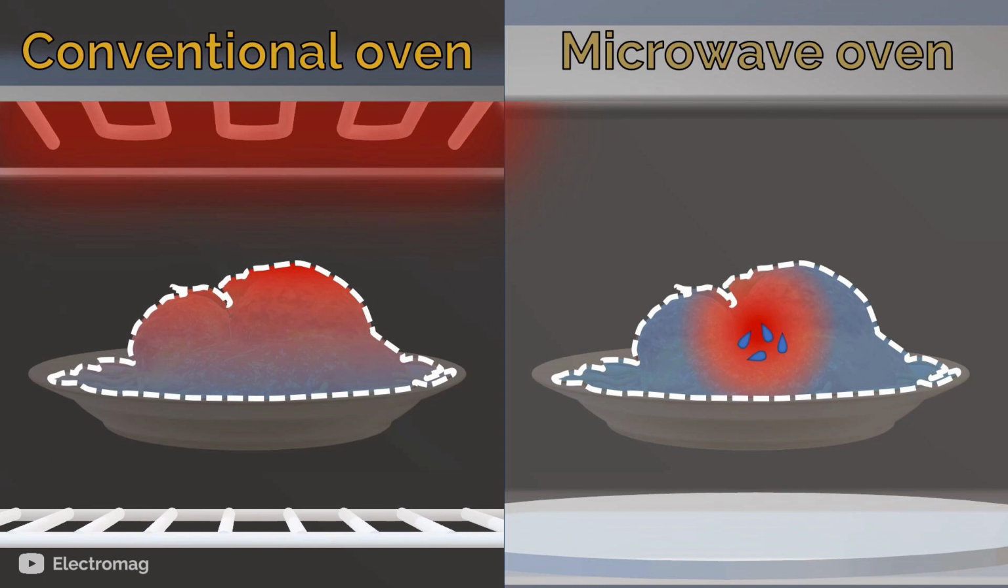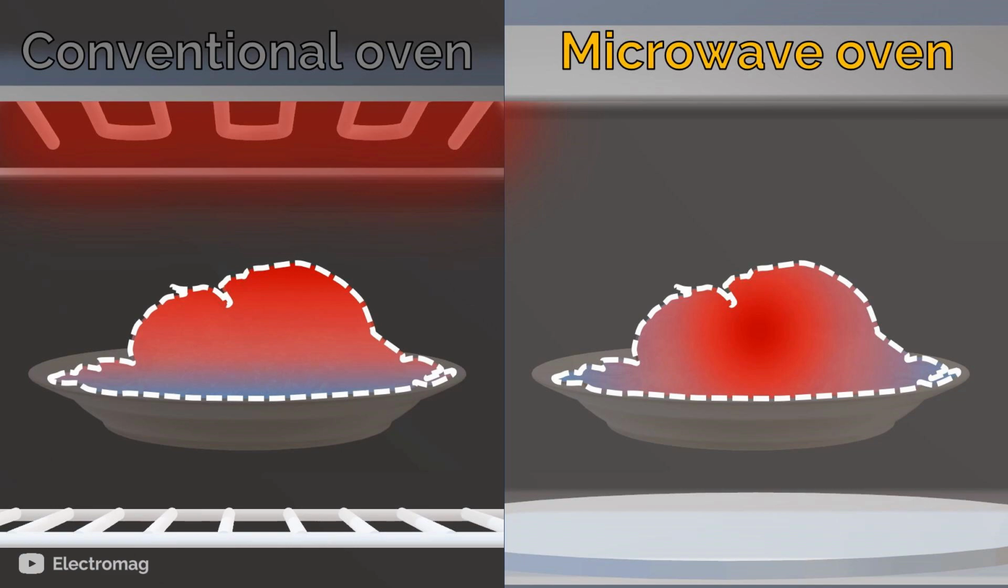However, in a microwave oven, water droplets are heated and begin to escape from the center. When they reach the surface, since the surface temperature is lower than the center of the food, they do not turn into steam, but instead collect there.